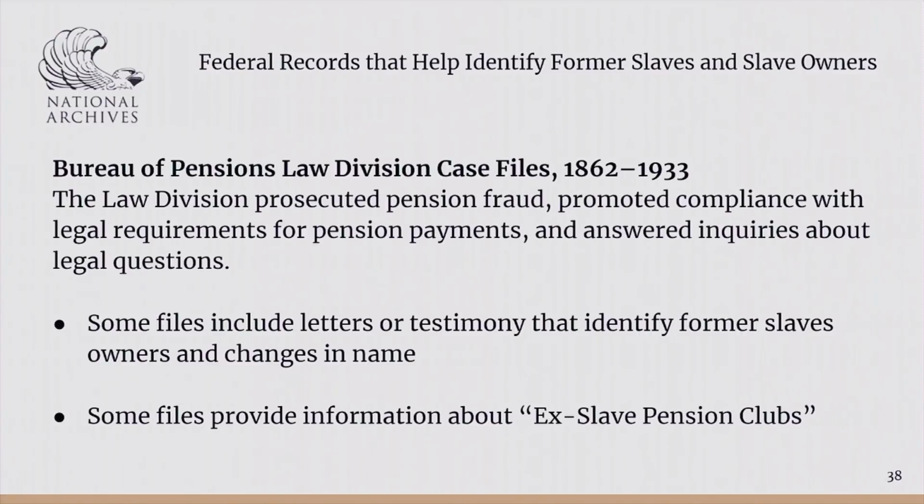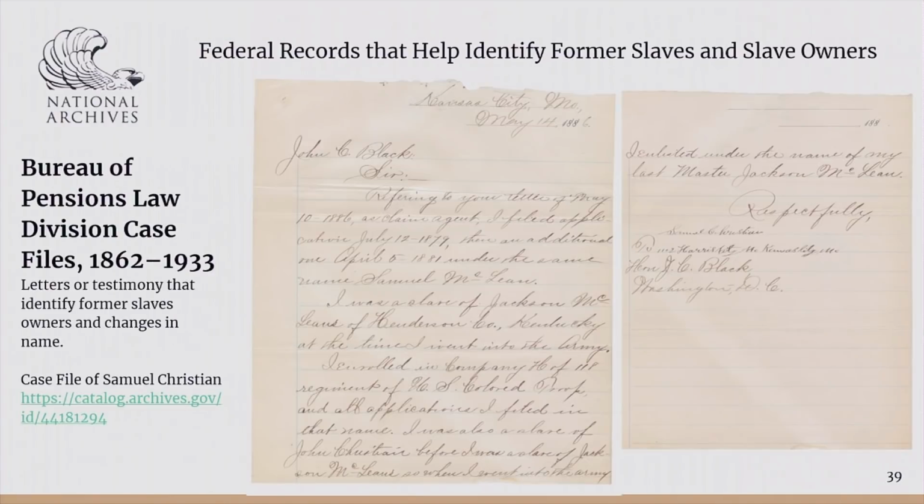Some of these files actually include letters or testimony that identify former slave owners and changes in names, and other files provide information about ex-slave pension clubs. These are images from the case file of Samuel Christian, who was a janitor in a post office, and he was trying to start a sideline business helping pension claimants prosecute their claims. Unfortunately, government employees aren't allowed to prosecute claims against the government, so he wasn't allowed to do that.